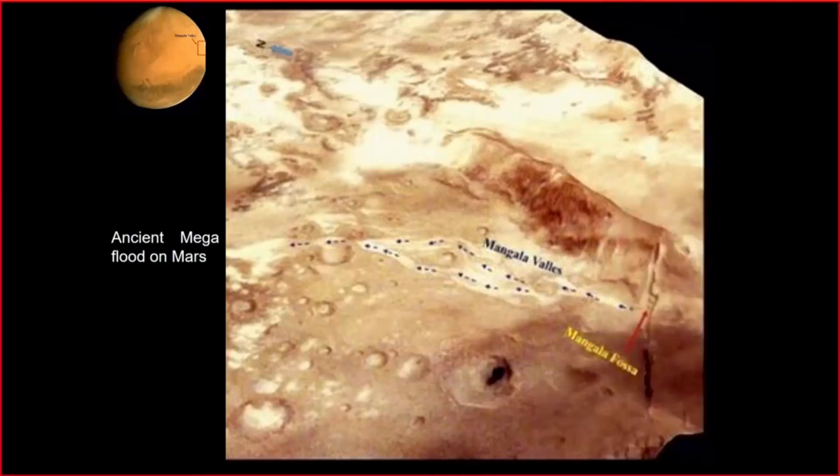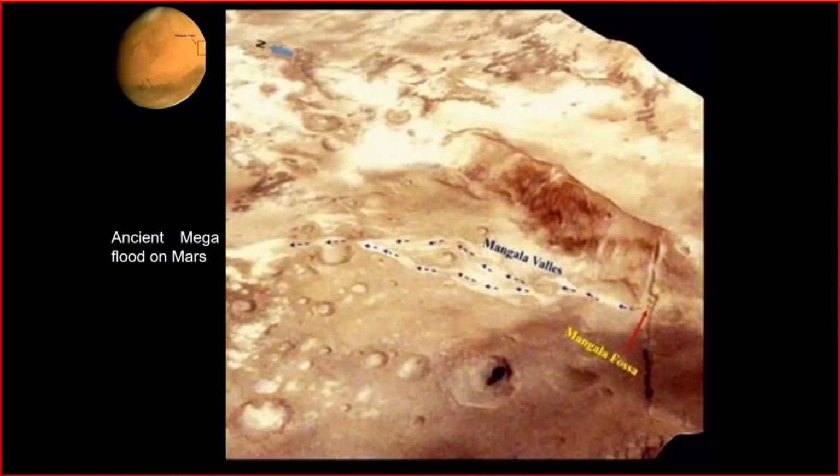There are many fluvial patterns. In one place called Mangala Valley, we found a rupture in the surface itself, a fault system, and a huge plume of water has flowed there. That happened because there was an ancient mega flood where the surface got ruptured, and beneath the surface there was a huge amount of water which came out.